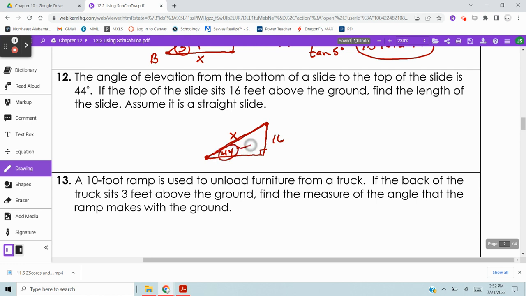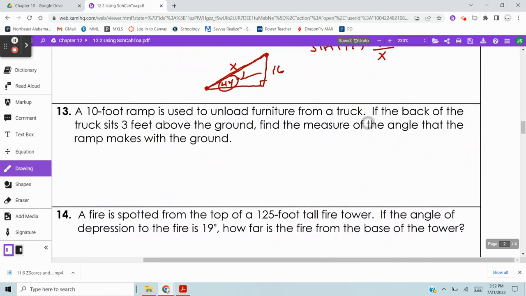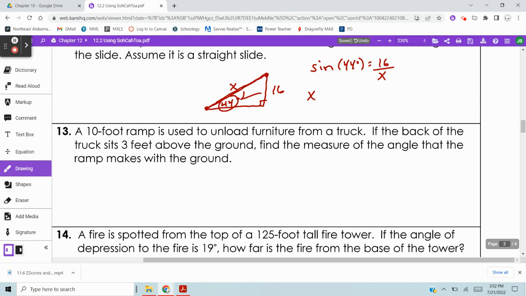Here's my angle. This is opposite the hypotenuse. That'd be a sine problem. The sine of my angle is equal to opposite over hypotenuse. Again, notice the x on bottom, so we're going to have to switch it. So we have now x is equal to 16 divided by the sine of 44 degrees. We type that into our calculator, and we get 23.0 feet is the length of that slide.